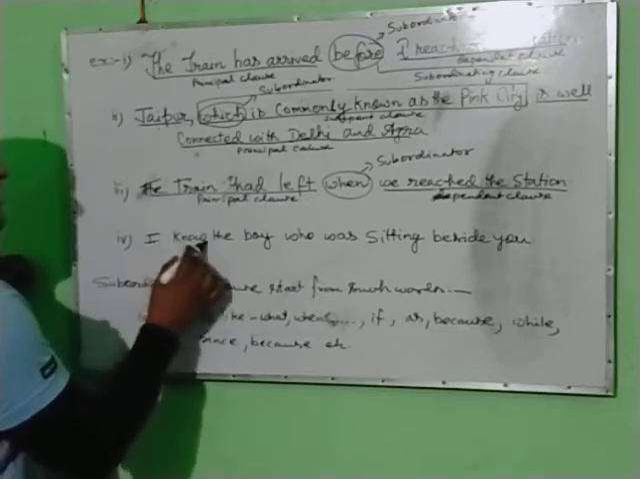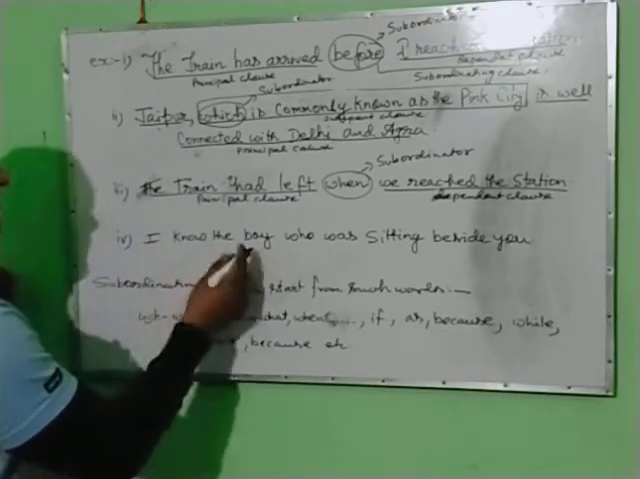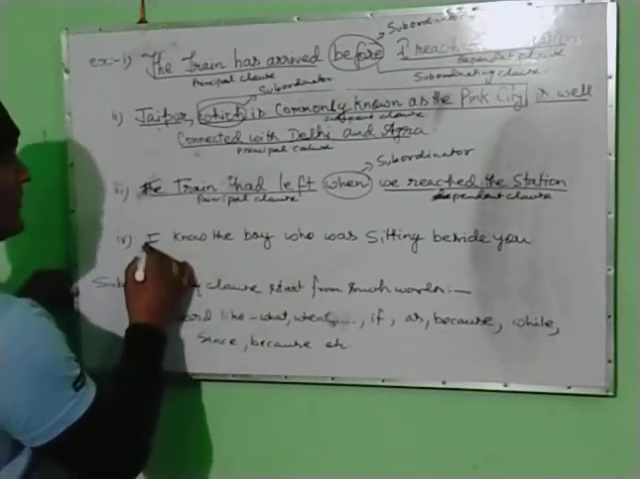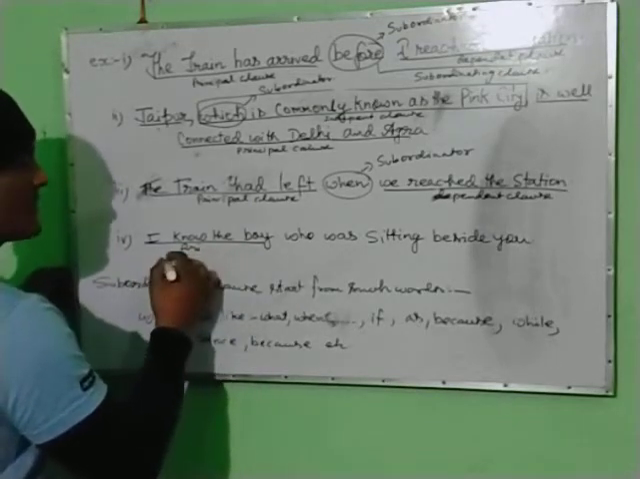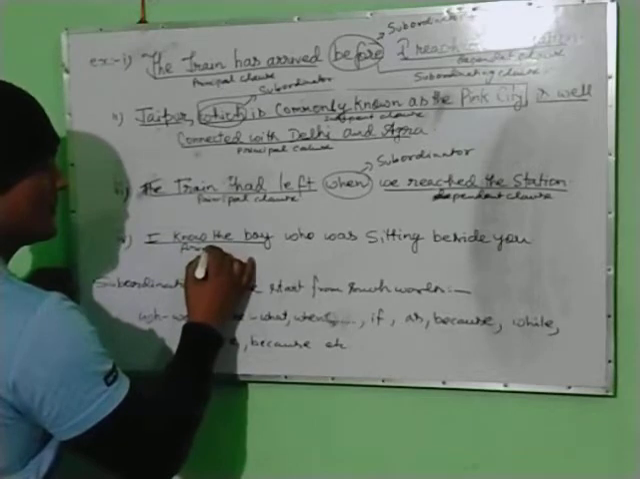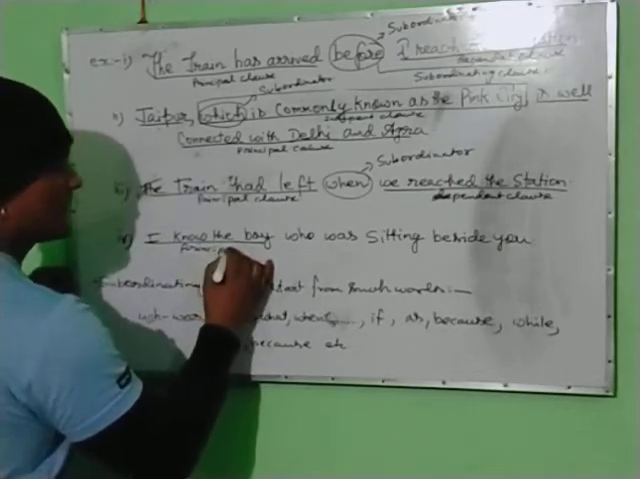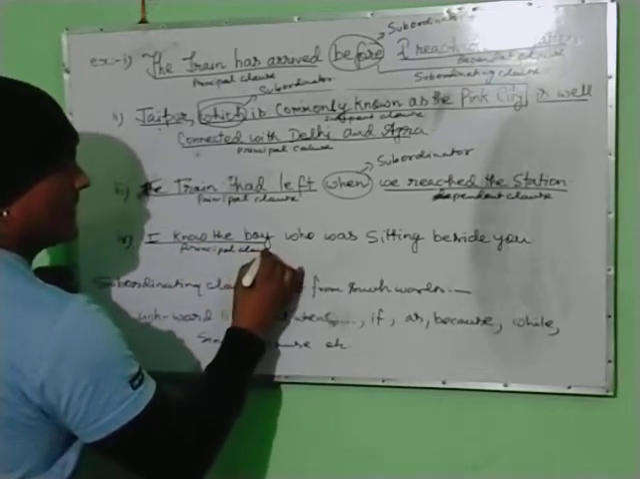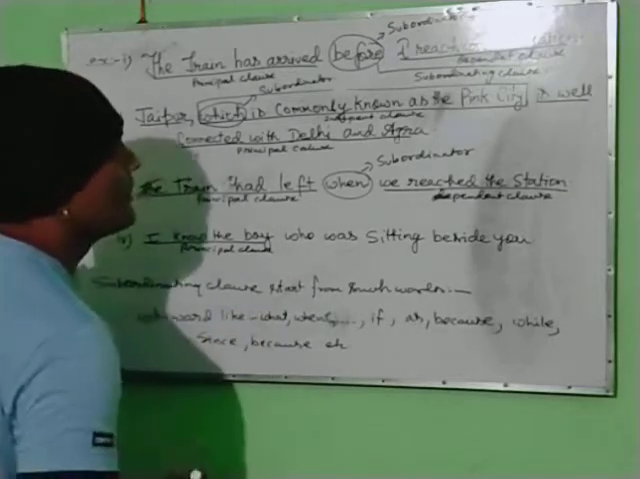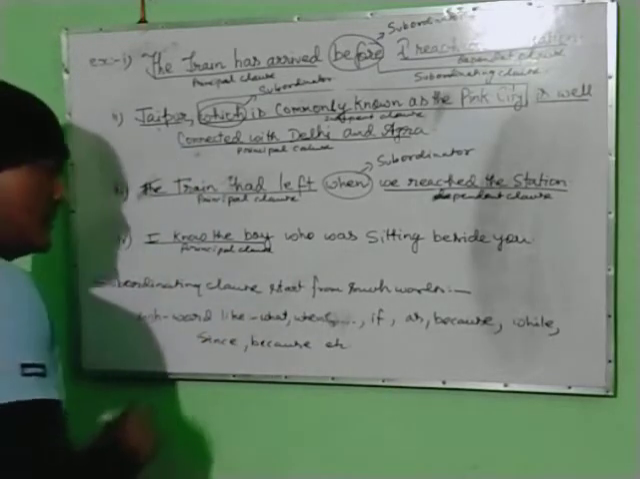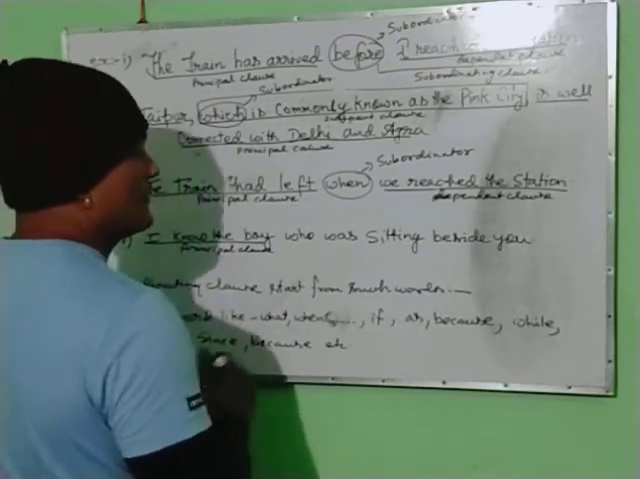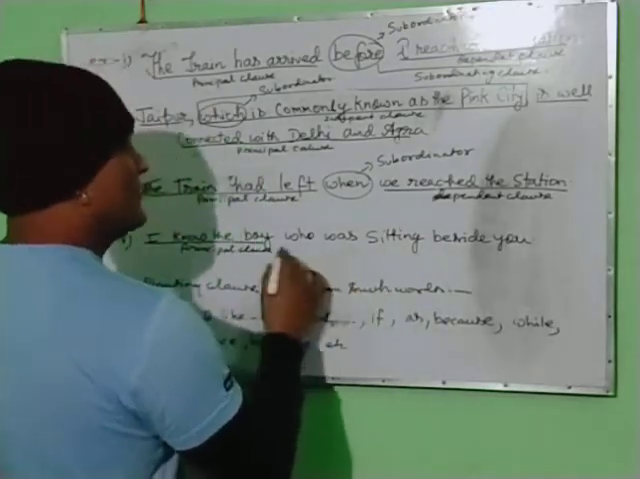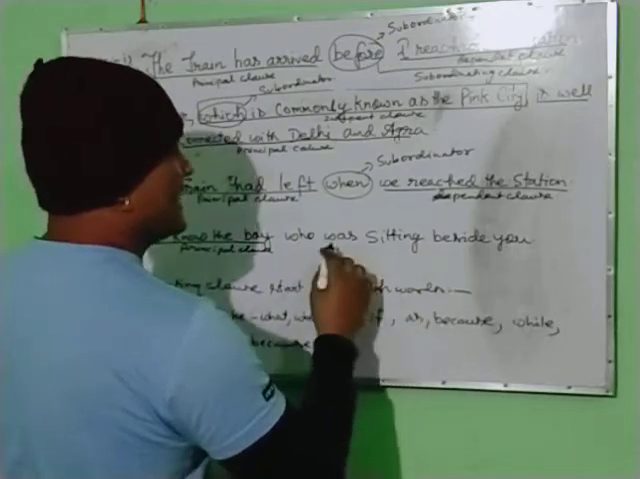Let us see one more example. I know the boy. I know that boy. It reflects a complete sense. It is a principal clause, that is, the main clause, or we can say the independent clause. Another one: who was sitting beside you.